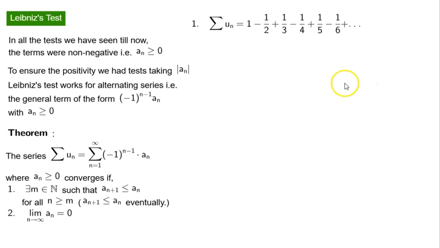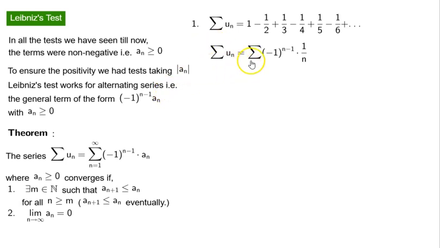Let's solve some problems. Let's say we have the series u sub n is equal to 1 minus 1 by 2 plus 1 by 3 minus 1 by 4 plus 1 by 5 and so on. Let's write it in this form.